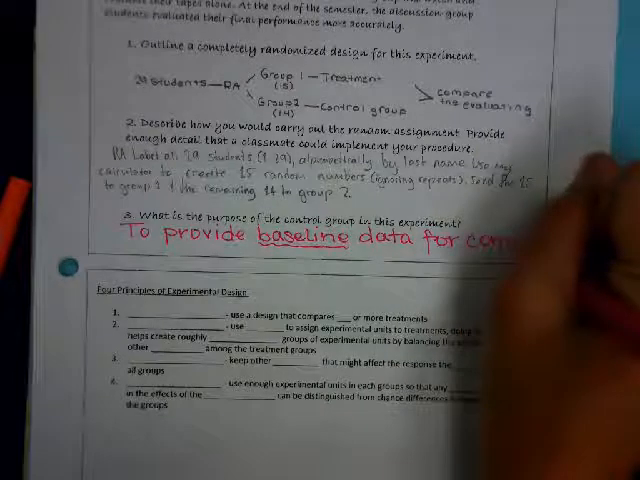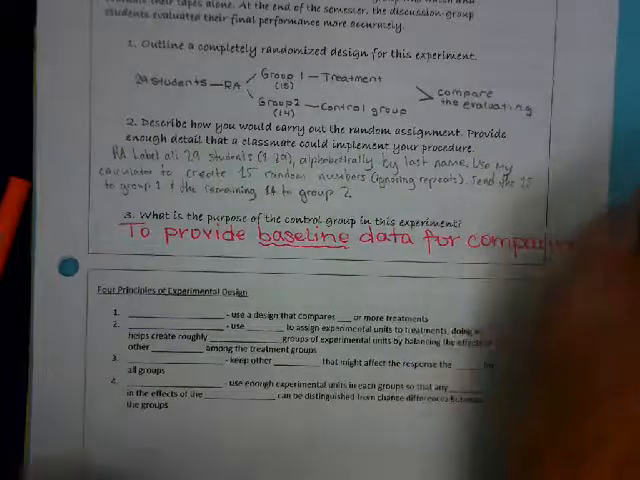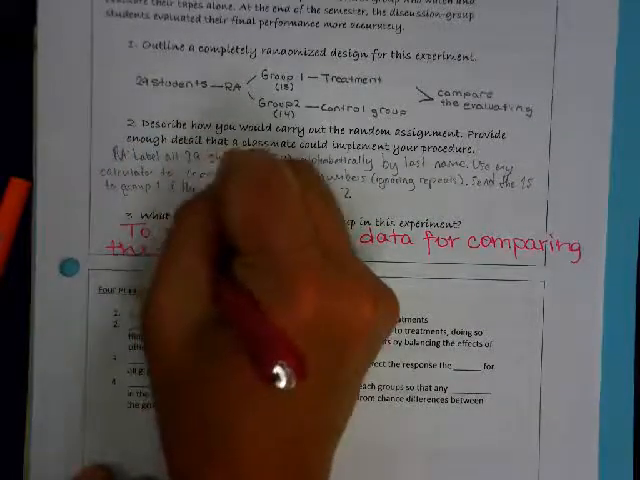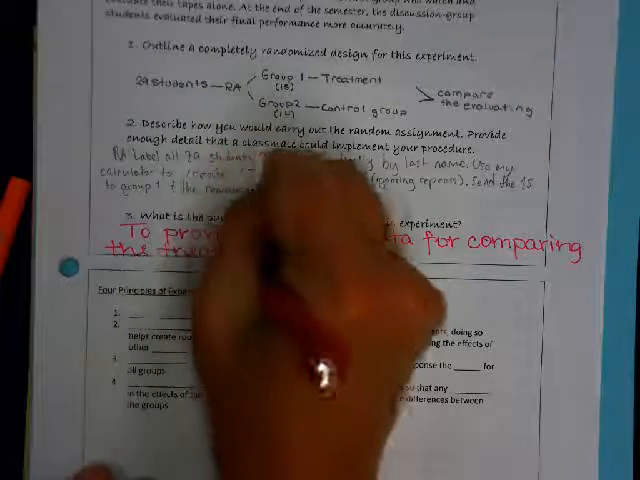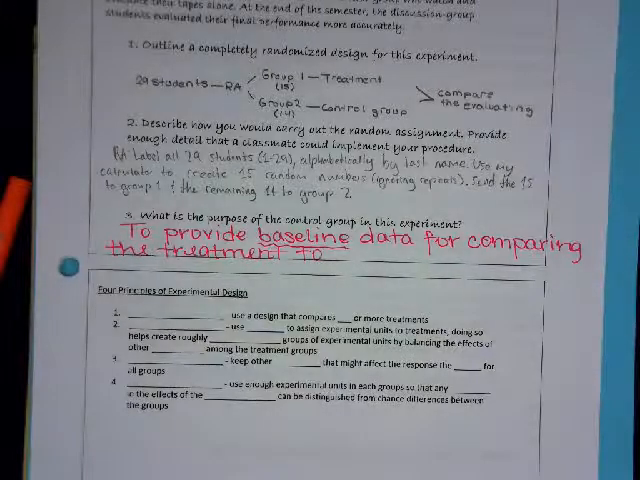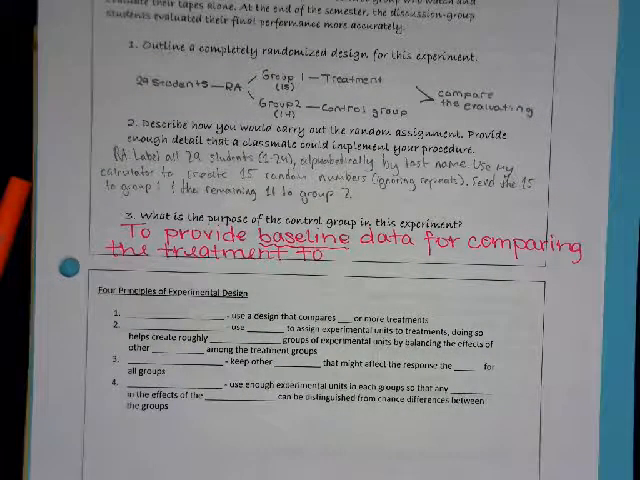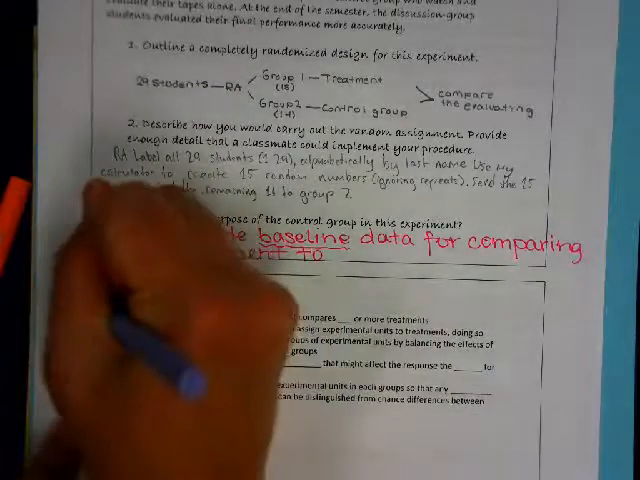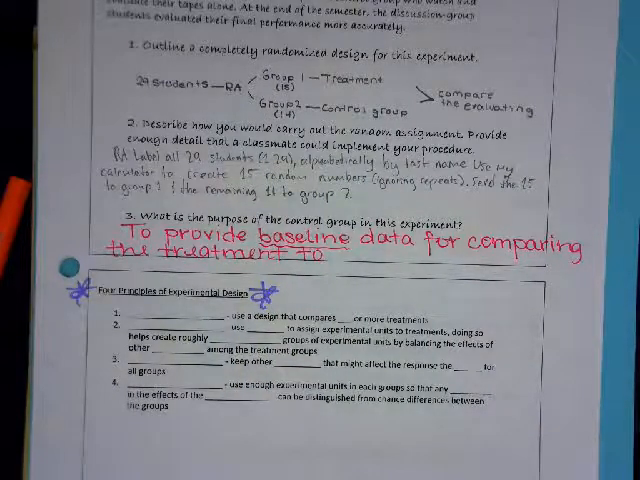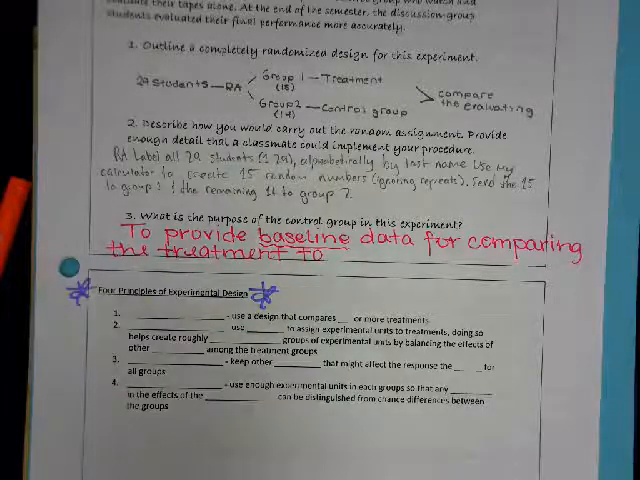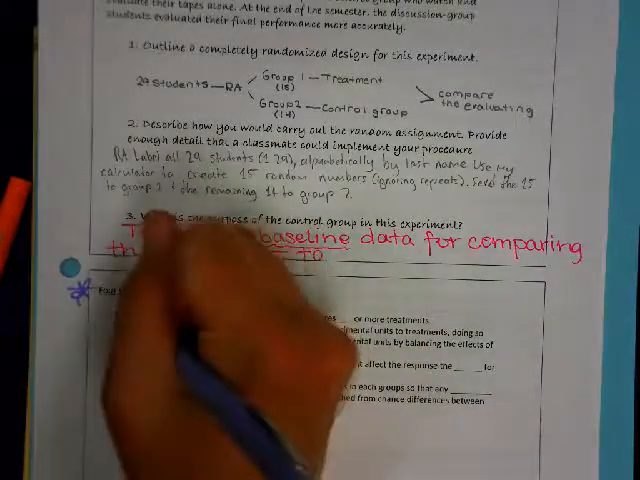Down below, I'm going to talk about the 4 principles of experimental design. I promise there's going to be a question, most likely multiple choice, about these principles, so make sure you know them. The first one is compare. You have to use a design that compares 2 or more treatments.